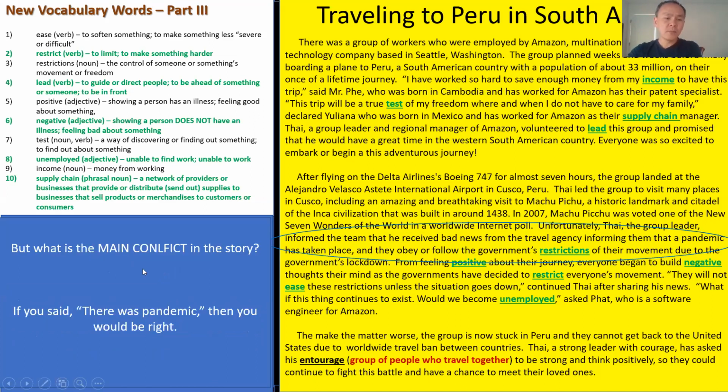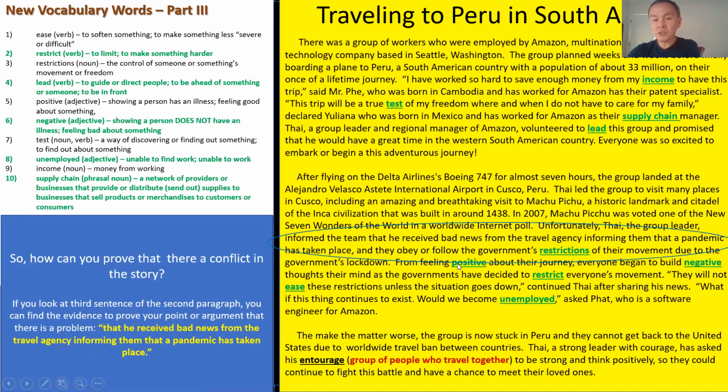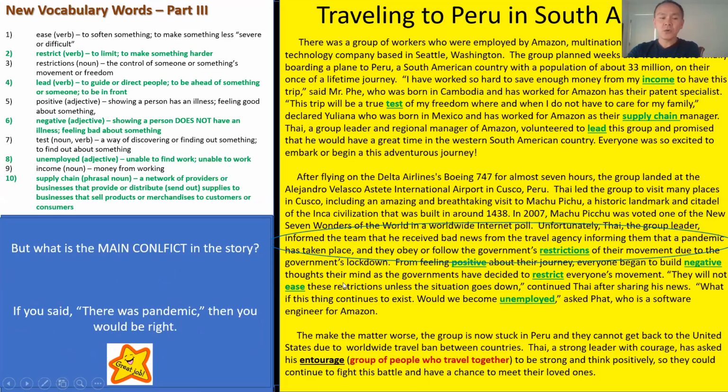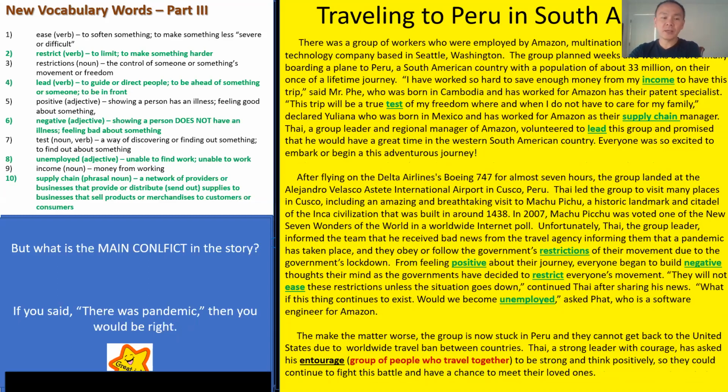But what is the main conflict? If you said there was a pandemic, then you were right, because you were able to cite and locate the evidence here, just like the police finding the evidence. So congratulations, good job, okay?